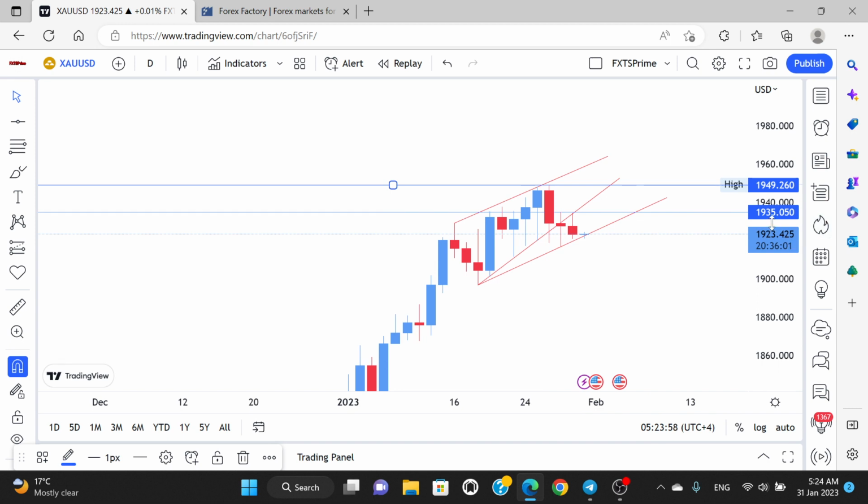Unless the price breaks 1935 and goes to that area again and tests it, there will be no double top pattern. If the price continues to fall down today and breaks this trend line, that means this is the success of the bearish pattern, the bearish rising wedge. And most probably the price is going to continue to do that.